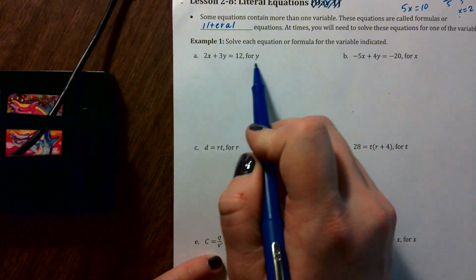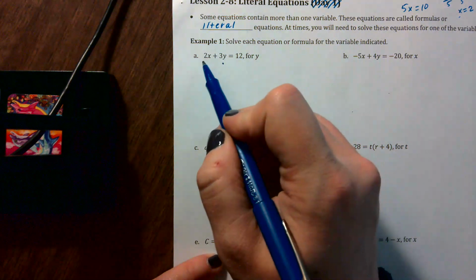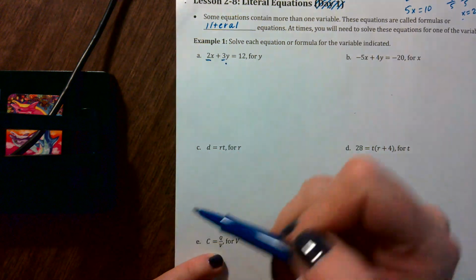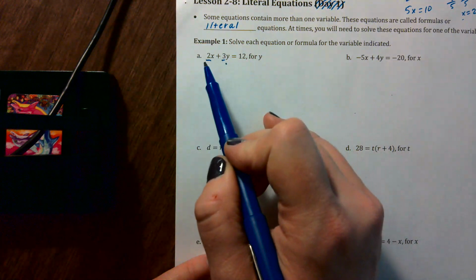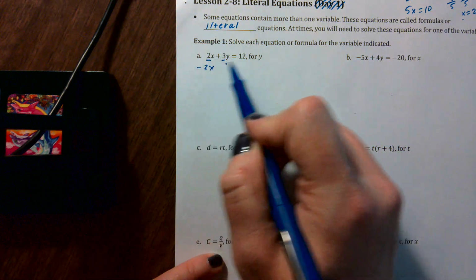So if you look at this equation, and I'm telling you to get y alone, you have to look at what's blocking y from being alone. You have to get rid of 2x, and you have to get rid of 3. 2x is the furthest thing away, and it's positive. It's being added, so I have to subtract 2x from both sides.